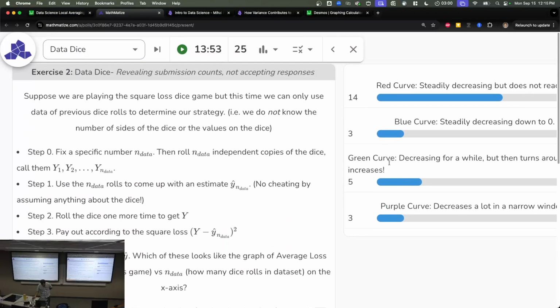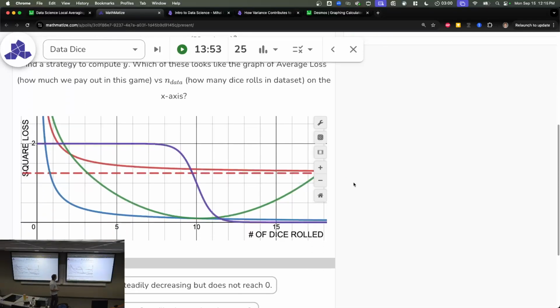Okay, if the green one is not the right one, then what do the purple and the blue have in common, versus the red? What is the difference? The purple and the blue get really close to 0, and the red does not get really close to 0. So the red is always going down, and the purple and the blue are also always going down. But the red kind of bottoms out at some non-zero amount, in this case I guess something between 0 and 2, where the purple and the blue bottom out at 0.